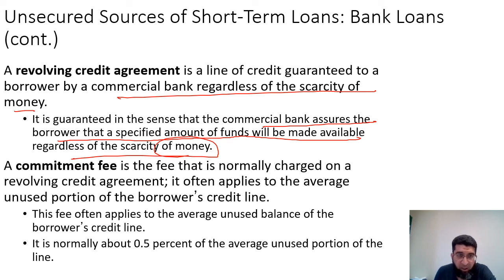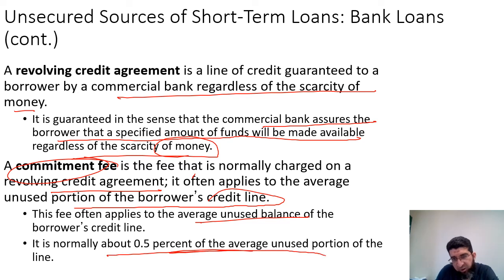A commitment fee is the fee that is normally charged on a revolving credit agreement. So it's basically the cost of the credit agreement, and it often applies to the average unused portion of the borrower's credit line. This fee often applies to the average unused balance, and it is normally about 0.5% of the average unused portion of the line.